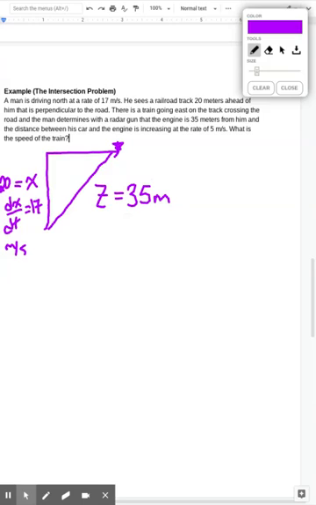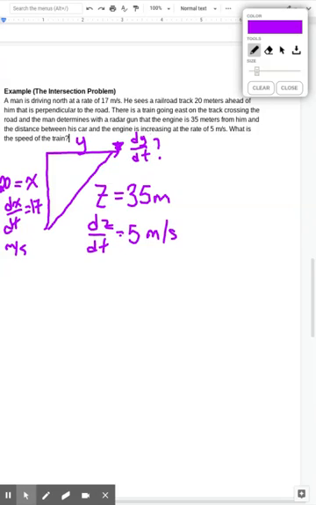The distance between his car and the engine is increasing at a rate of 5 meters per second. So this is dz/dt equal to 5 meters per second. We want to know what's the speed of the train. So if this is y, what is dy/dt?